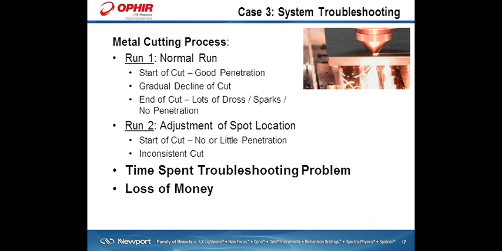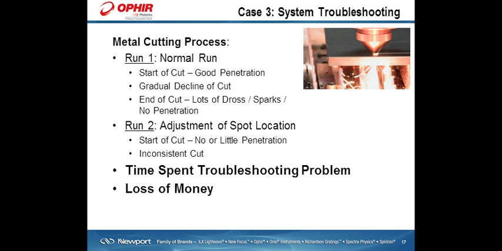into this system. They were doing a normal run, and what was happening is the cut was starting off good. We're getting really good penetration, just like you're supposed to. But over the course of this particular cut, the cut was declining. So you're getting a lot more dross, a lot less penetration. And then by the end of the cut of this particular piece, there was a lot of dross, there were a lot of sparks. There was actually no penetration at the end of the cut.